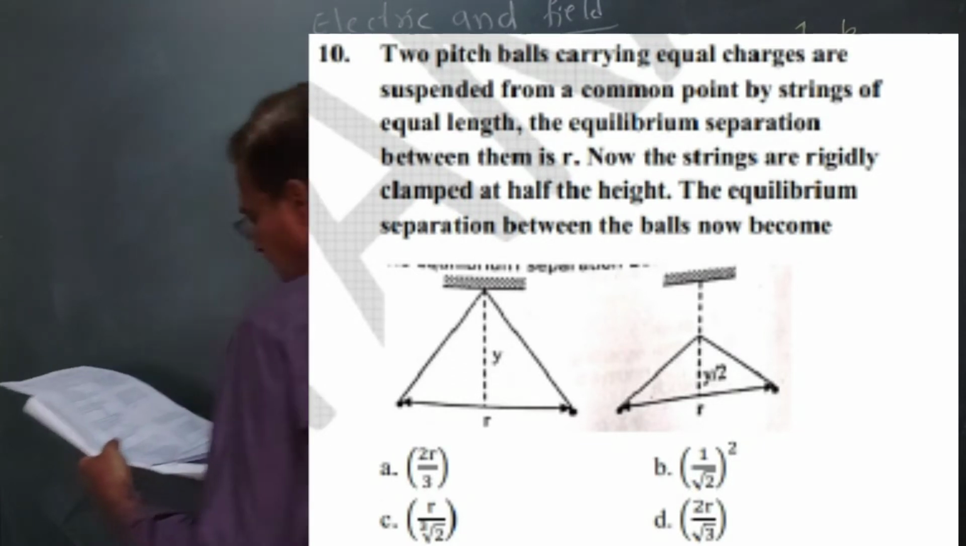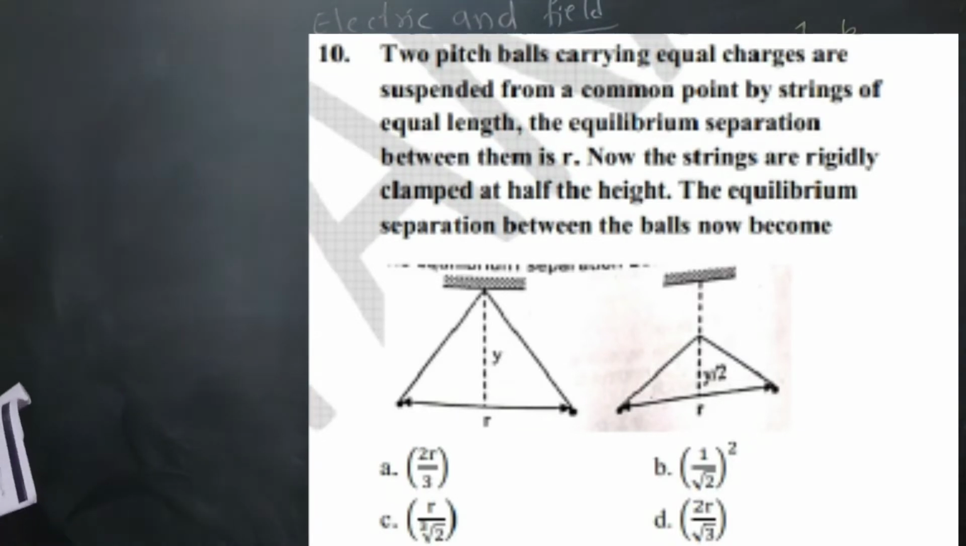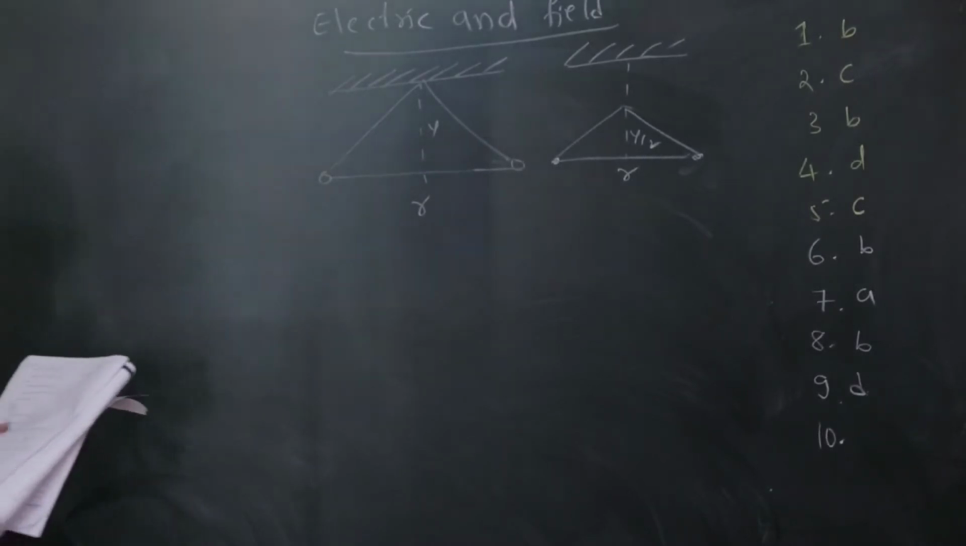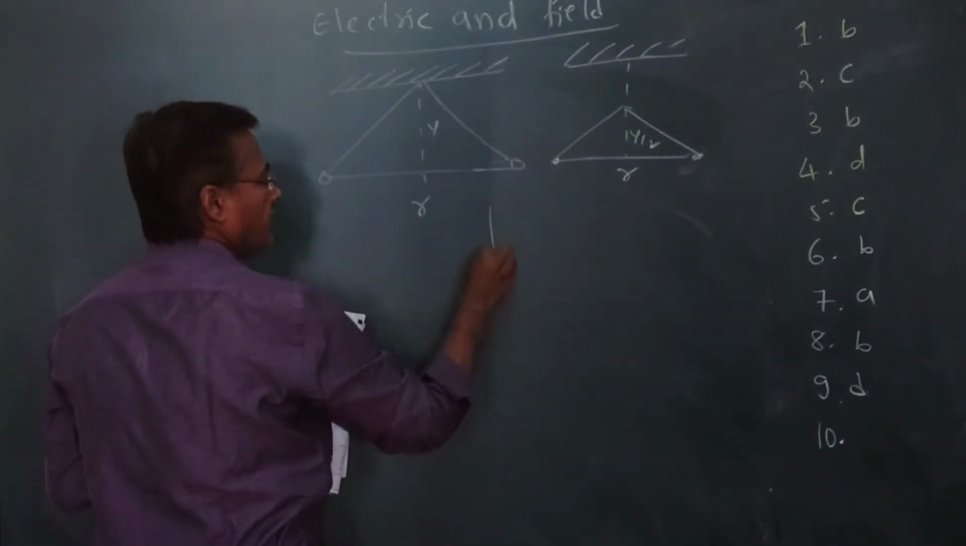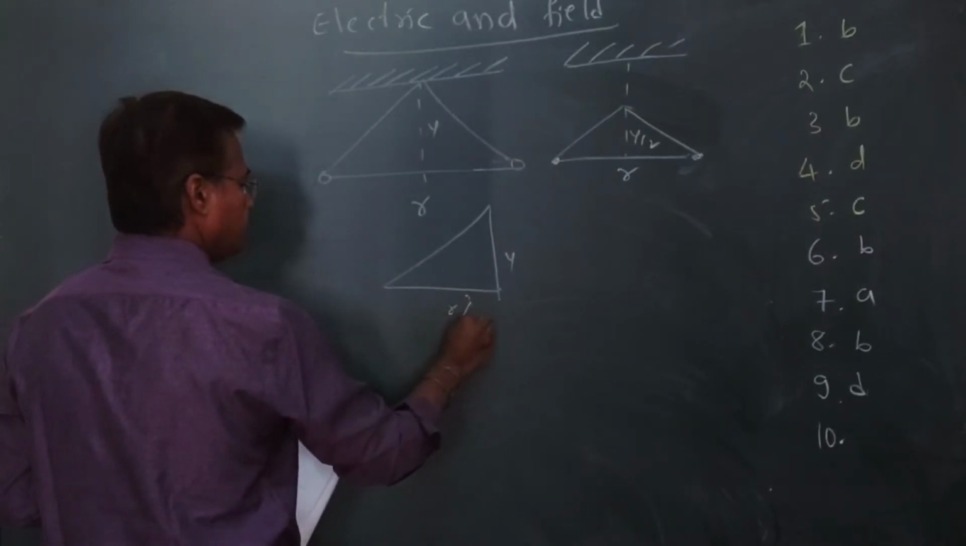Okay, so that will be the what? R. What will that R be? We need to take that. So then, we are taking this part only. If we take this step part, this is y, and this is r by 2. So this is r by 2.